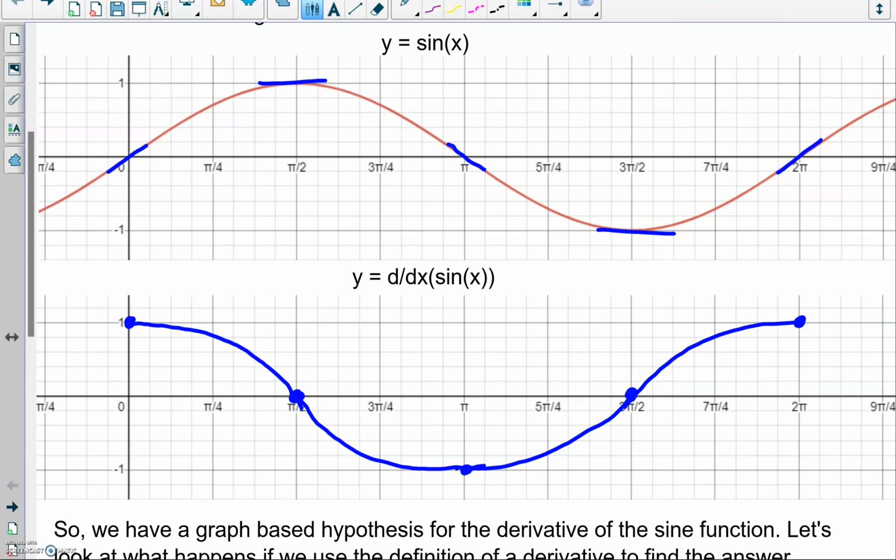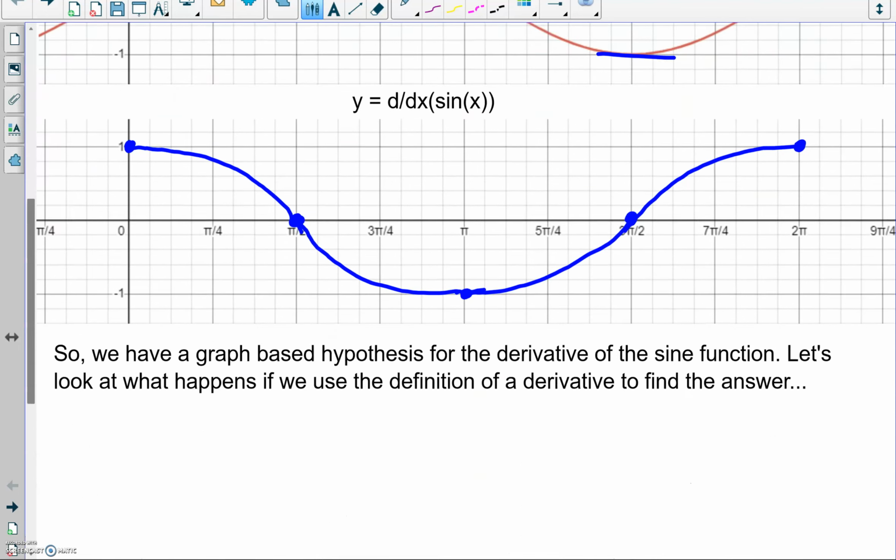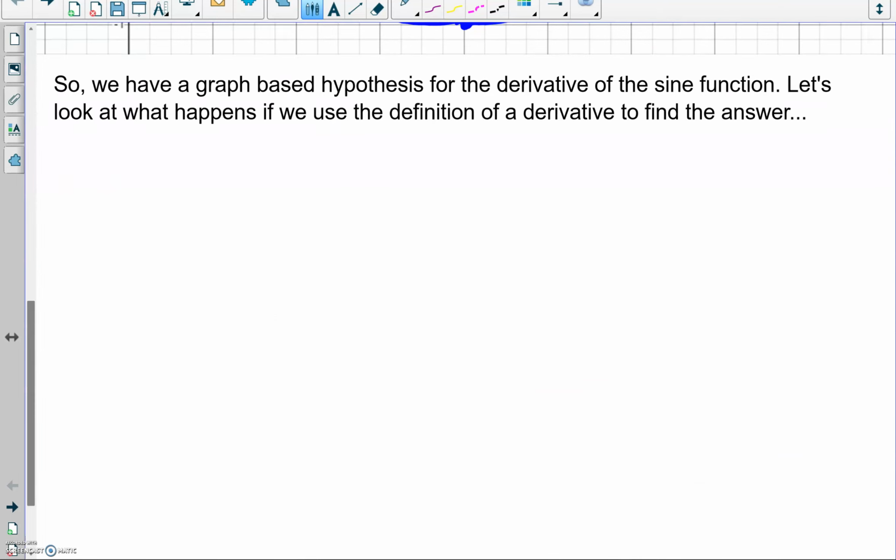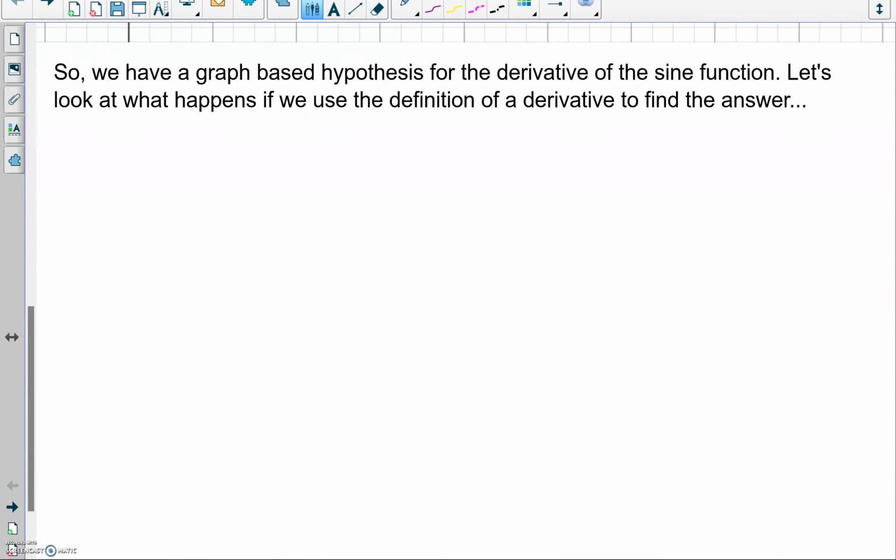When I look at this result now, it kind of looks like a cosine graph. It's not perfect by any means, and my drawing skills on this tablet are not great, but it does look like maybe a cosine. So the hypothesis here is that the derivative of the sine is the cosine, which is crazy, but let's see if that actually holds true when we use the definition of a derivative to find the answer.